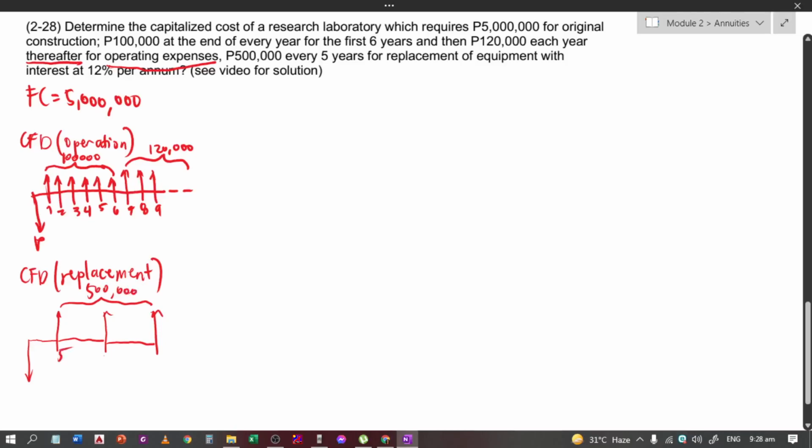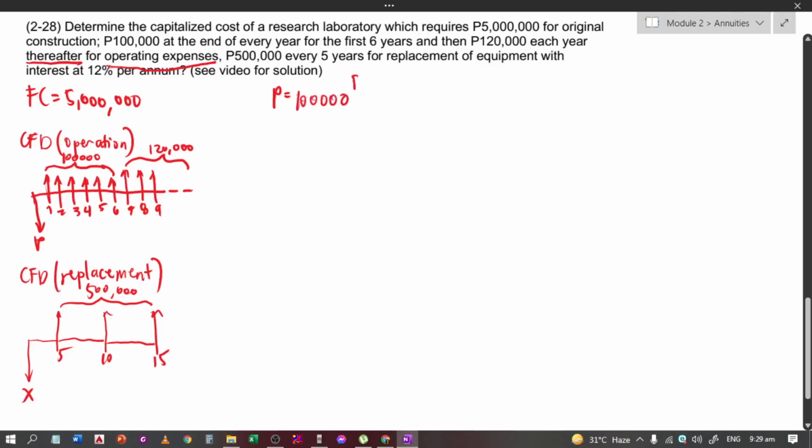So, every 5 years. So, first, let's get the value of P. So, dito sa operation, present worth ng operation. So, meron tayong ordinary annuity and then meron tayong perpetuity for operating expenses. So, first, let's solve for the present worth of the ordinary annuity, yung 100,000 pesos na tawag dito, na operating expenses natin.